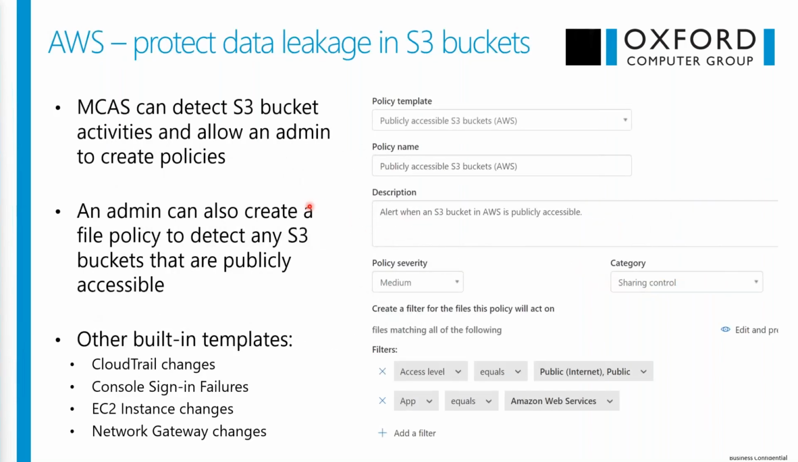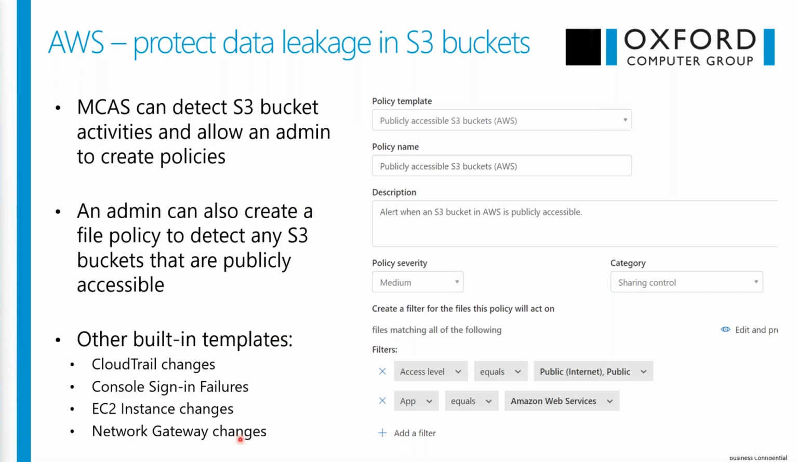MCAS can detect S3 bucket activities and allow an admin to create policies around that. You might have heard in a lot of these breaches, an S3 bucket was left publicly available, exposed, and was left like that for weeks, months at a time, and no one noticing, because there was nobody looking, right? There was no tool to govern that access, to be alerted, be notified that, hey, there's an S3 bucket out there that should not be publicly available. Well, MCAS allows you to build those rules, build those policies to detect when they're publicly accessible, right?